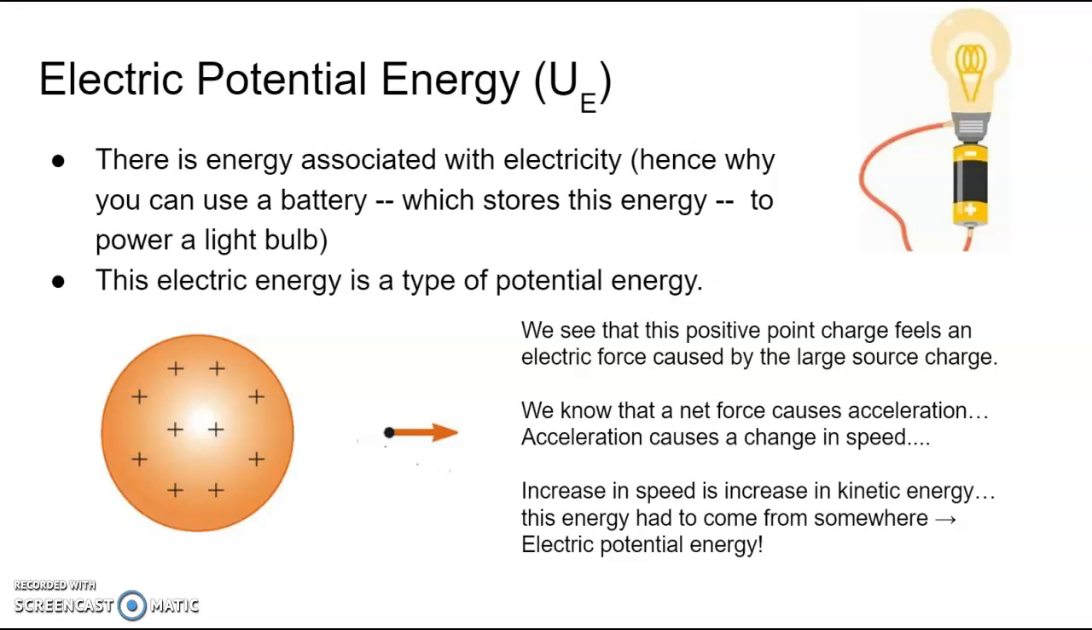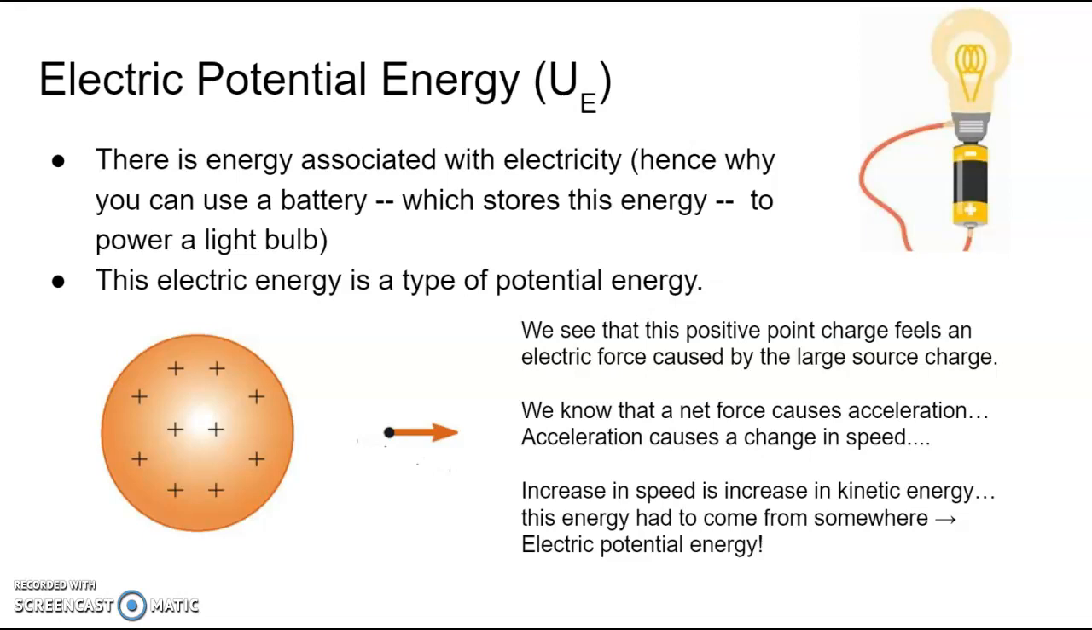Looking at this test charge, assuming it was at first stationary at that location, if we allow it to move, and the only force acting on it is that electric force, then there is a net force and it's going to accelerate. It goes from not moving to moving, so it has to gain kinetic energy. That energy has to come from somewhere, and that's what this electric potential energy is. There is energy here just by the fact that these charges are interacting with each other.